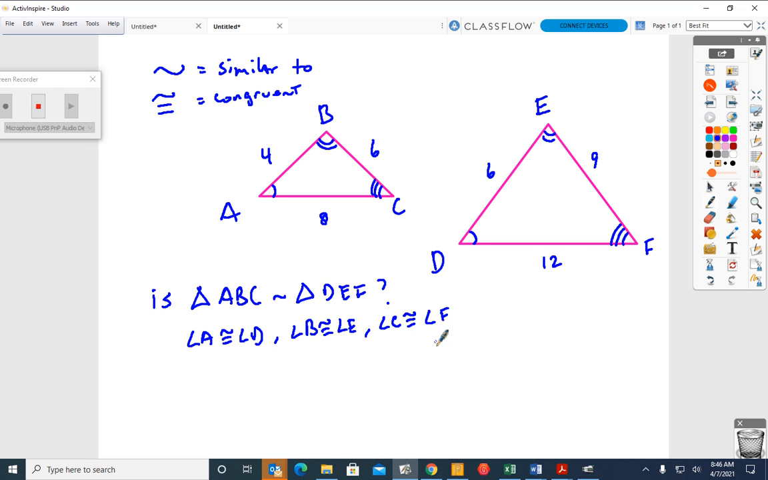Okay? Remember, polygons are similar if their angles are congruent. Now, congruent means exactly the same. If I had a measure here for angle A, let's say the measure of angle A was 30. What would that tell me? That angle D has to be what? 30. Okay, does that make sense? That means they're exactly the same.